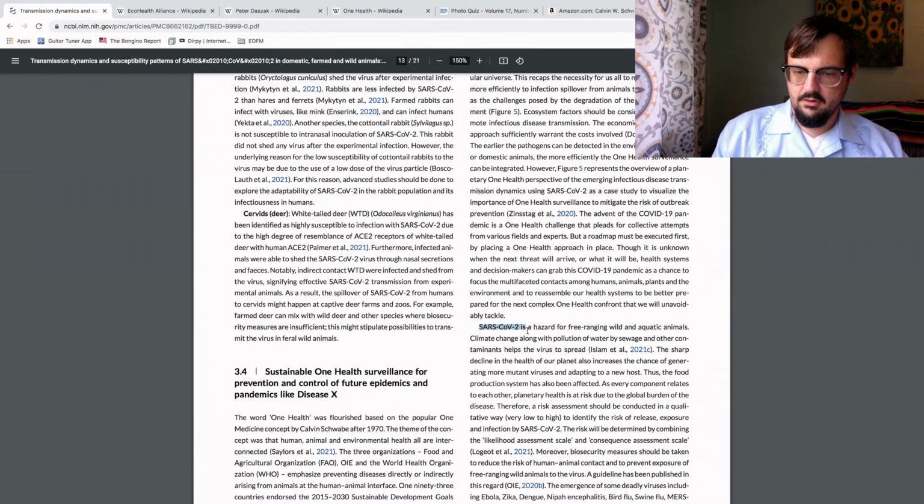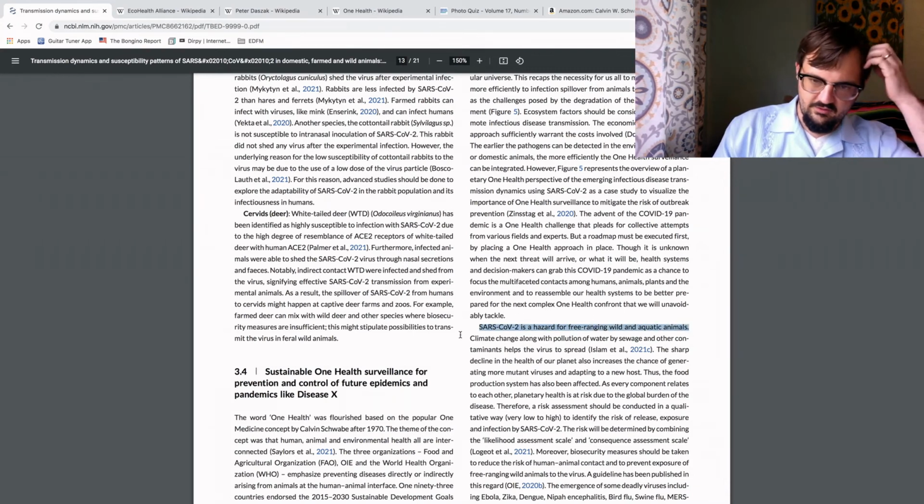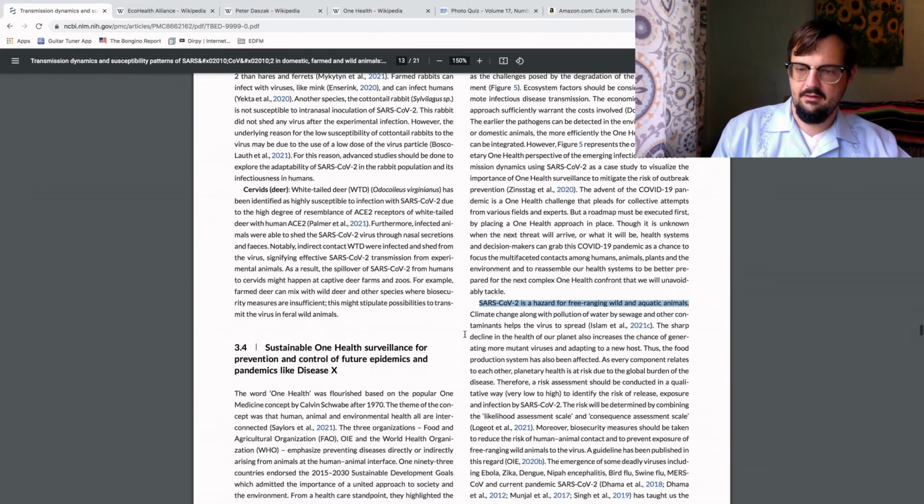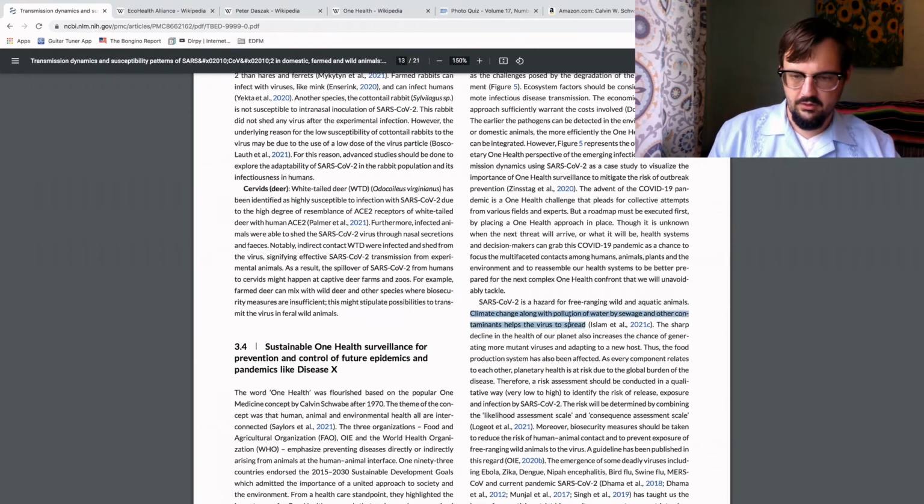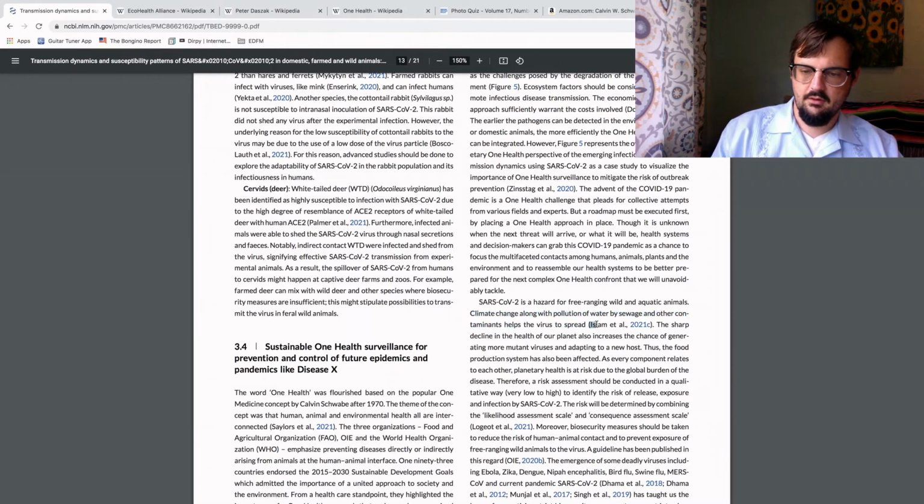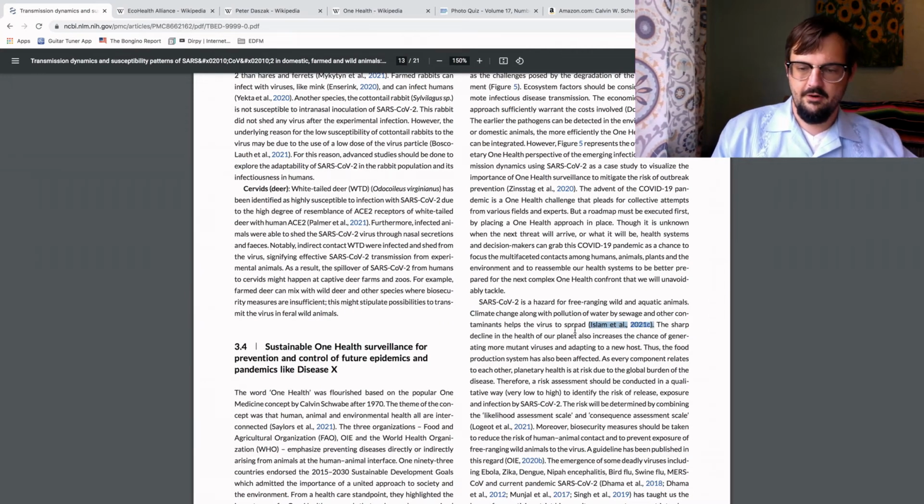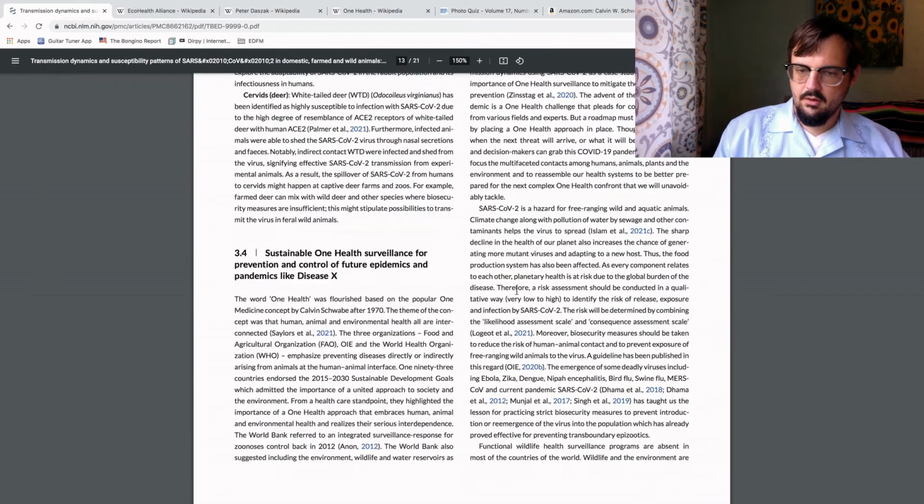Interesting claim here. SARS-CoV-2 is a hazard for free-ranging wild and aquatic animals. We've basically disproved that through the course of this study. Climate change, along with pollution of water by sewage and other contaminants, helps the virus to spread. Really? We've never established that. This quote, by the way, comes from another article, another report by the same author. So he does that a fair amount in this report as well.